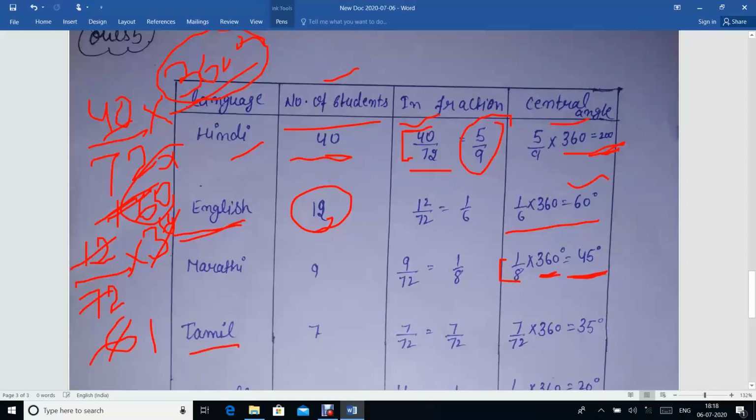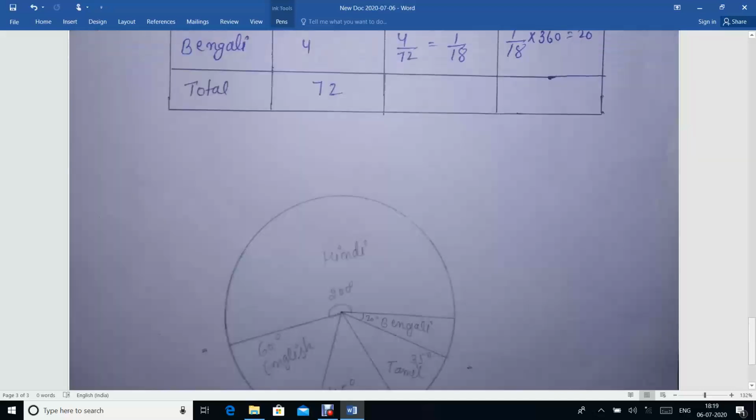For Tamil, seven students speak Tamil, and after solving that, you will get 35 degrees. Similarly, the next language is Bengali. There are 4 students who speak Bengali, and for this the central angle is 20 degrees.